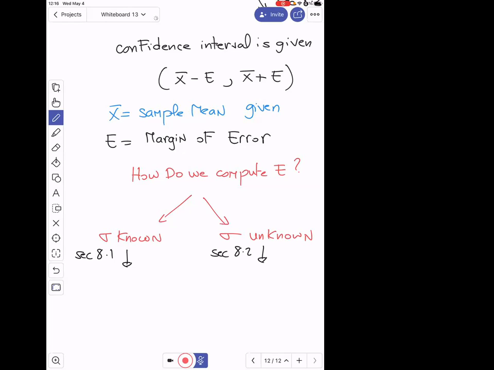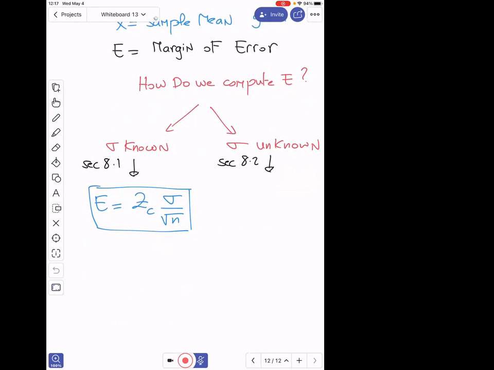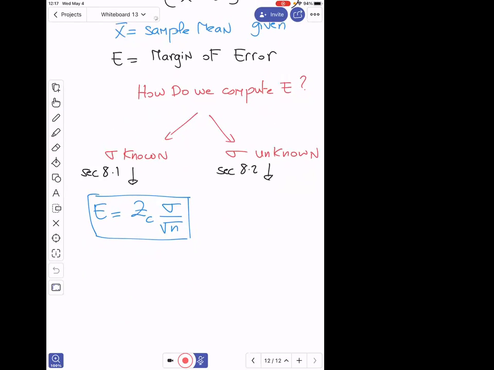Now, when sigma is known, the formula for the margin of error E is Z subscript C times sigma over square root of n. That will be your E. That's how we compute E. Let me explain. Sigma is the population standard deviation. The n is the size of the sample.